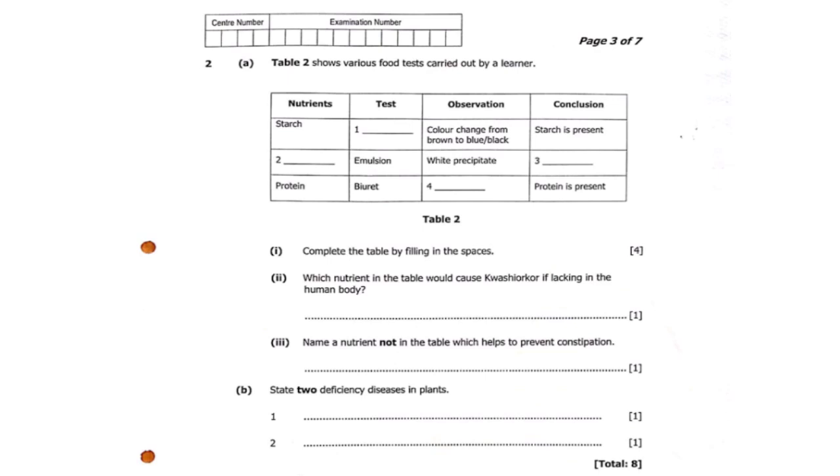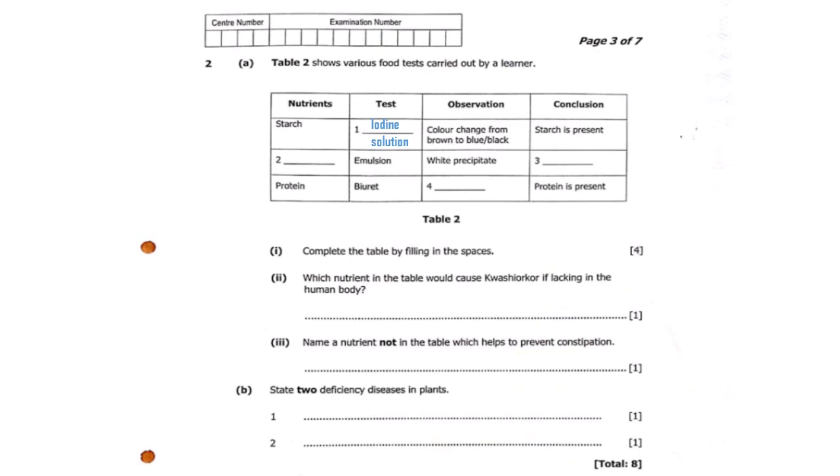Question number 2. Table 2 shows various food tests carried out by a learner. So this is the food test. In the nutrients, we have the tests, the observation, and the conclusion. Complete the table by filling in the spaces. So number 1, we have starch. What is the test for starch? That is iodine solution. We use iodine solution to test for starch.